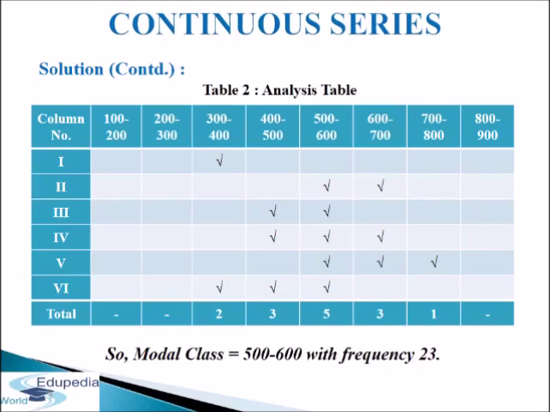Next we come to column number 4. In column number 4, we have to add up the first, second and third frequencies. By adding them up, the highest total of frequency we got is 60. 60 we got by adding up 15, 23 and 22. 15 is the frequency of 400 to 500, so we will put a tick mark against 400 to 500. 23 is the frequency of 500 to 600, so we will put a tick mark against 500 to 600. And 22 is the frequency of 600 to 700, so we will put a tick mark against 600 to 700.